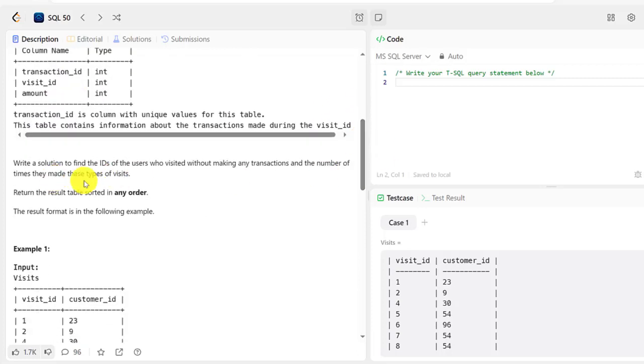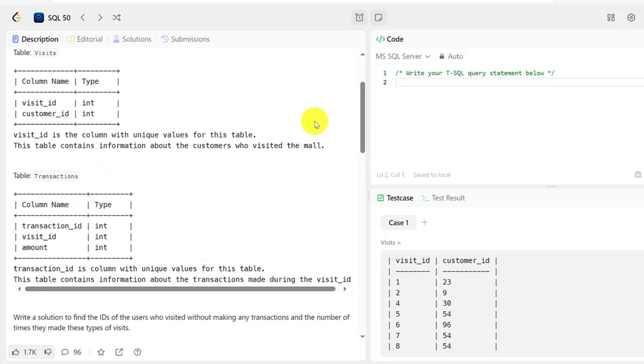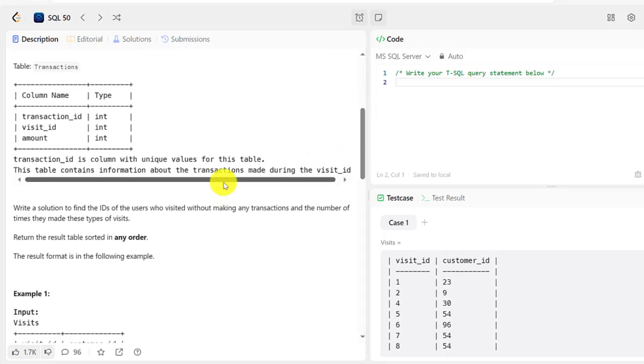So here's the question. Write a solution to find the IDs of the users who visited without making any transactions and the number of times they made these type of visits. So we have two tables, the visits table and a transactions table. We have to find all the customers who made a visit. Let's say it's a store or any other place. So they went to a store, but they did not make any purchase. And how many times did that happen? For example, someone went to a store 3 times, but only one time did they make any purchase. The other 2 times they did not make any purchase. So we'll show that customer number or the visitor ID and then the number of times. So that will be 2 in this case.